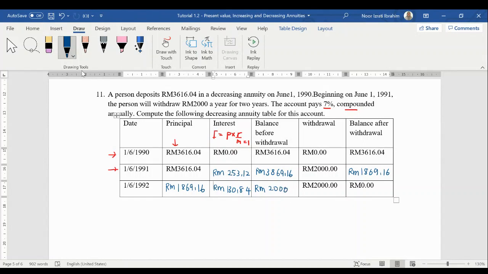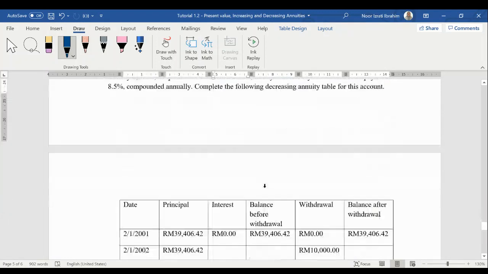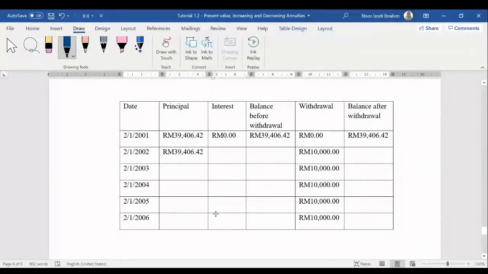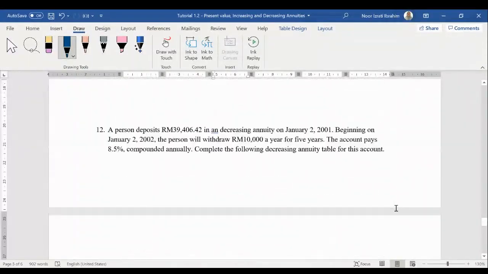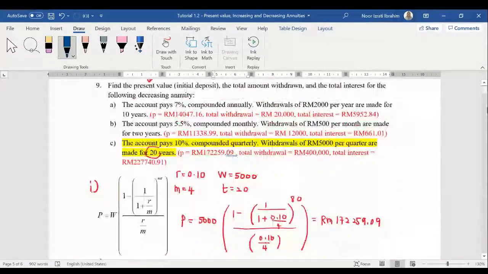Then you minus the final withdrawal until the account is depleted. In a decreasing annuity, you will see the balance is always zero; the account is always depleted. You can try this by yourself. I think I will put the values here because I want to put the answers of this.